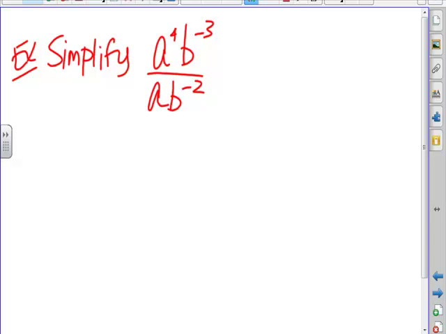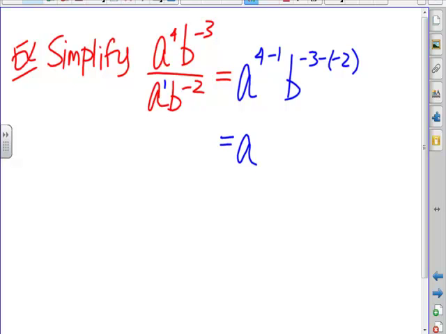What does that equal? I can think of two different ways to do this. From the last section, the way we would do this is we would say this a really has a 1 on it, and when I'm dividing, I'm going to subtract my exponents, so this would be a to the 4 minus 1, b to the negative 3 minus a negative 2. And so a to the 4 minus 1 is 3, b to the negative 3 minus a minus is a plus, so negative 3 plus 2 is a negative 1.